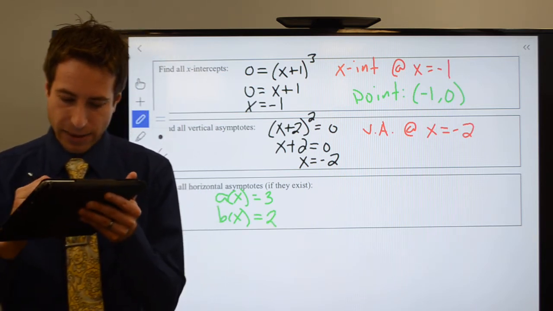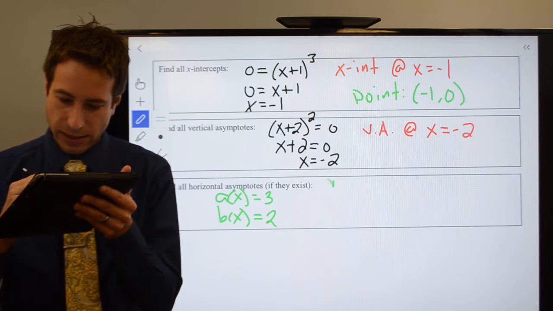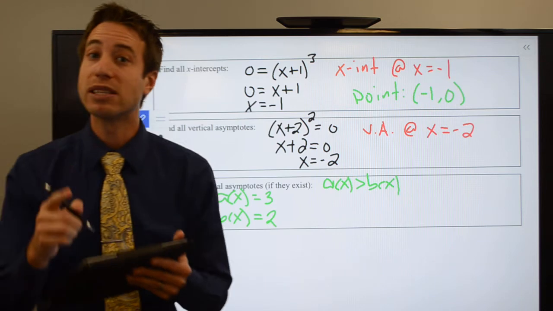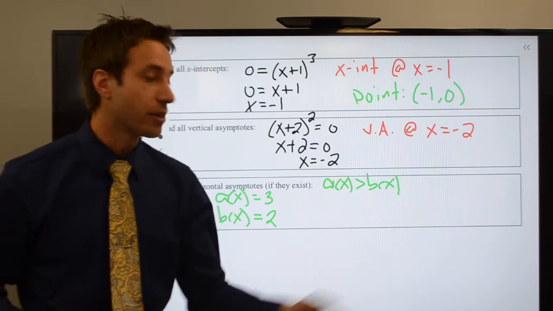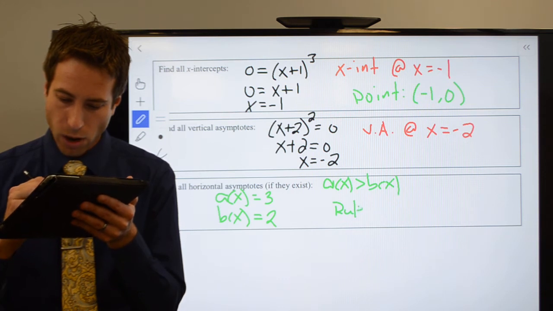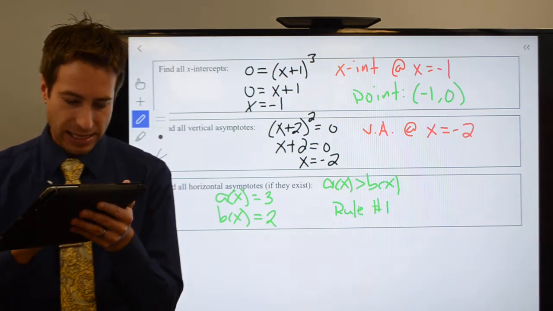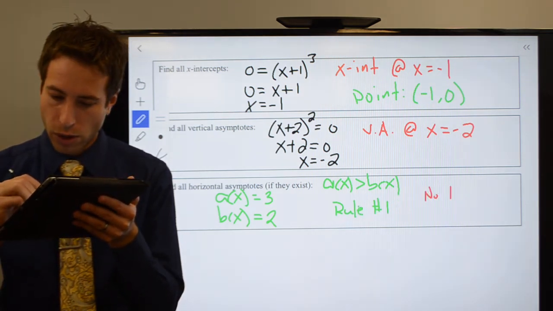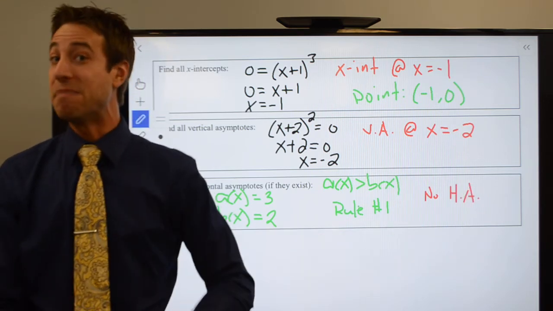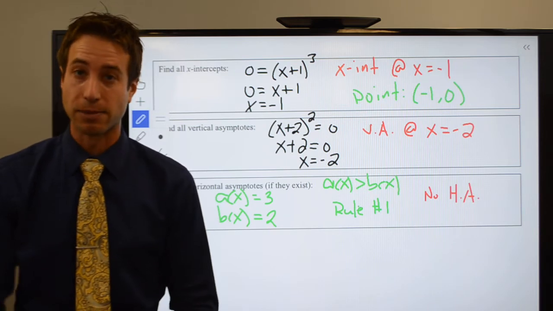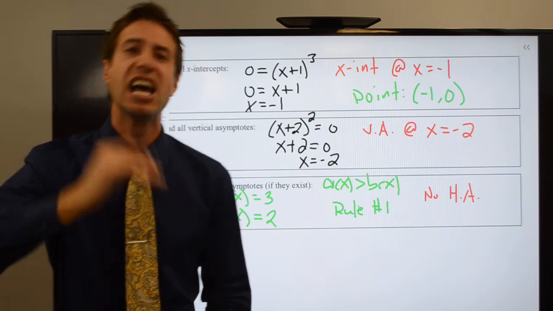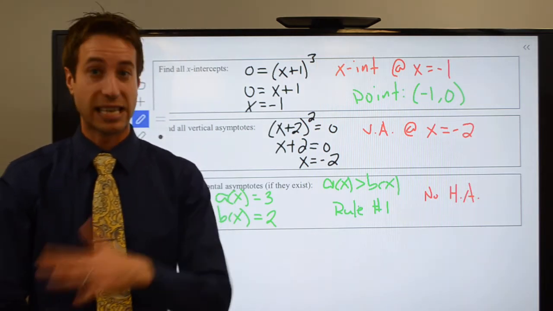And I wind up then seeing here that the degree of a of x is greater than the degree of b of x. And once again, the degree of the top greater than the degree of the bottom, well, that again is rule number 1, which means that I have no horizontal asymptote. Now again, we talked about this. Rule number 1 means that there's actually an oblique asymptote. There's no horizontal asymptote because actually the asymptote is going to be slanted. And we'll work on finding those in a little bit.